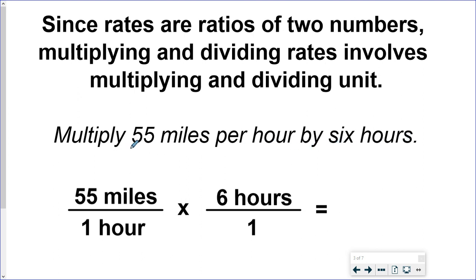So here is my first ratio that I have, 55 miles per hour. And what I did is I wrote that as a fraction. 55 miles, that goes on top. The word per is there. So there's my fraction line, and then hour, that's the equivalent of 1 hour. So this person is traveling 55 miles in 1 hour.